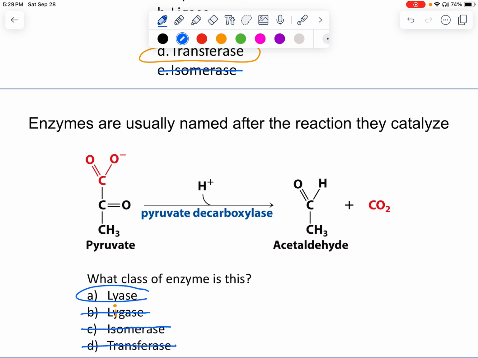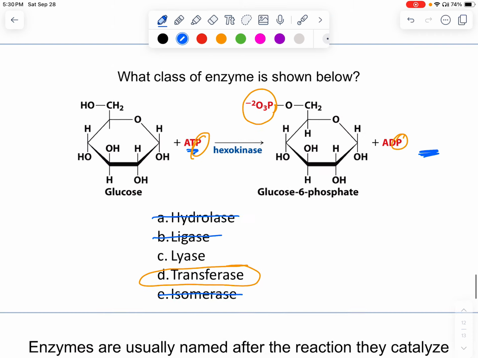So I am left with this lyase, and I see I am breaking a bond, and it doesn't have to be a double bond. So we've broken this single bond to give us the two molecules. All right, that is the type of thing you should be able to do with classifying enzymes. I hope this video has been helpful.